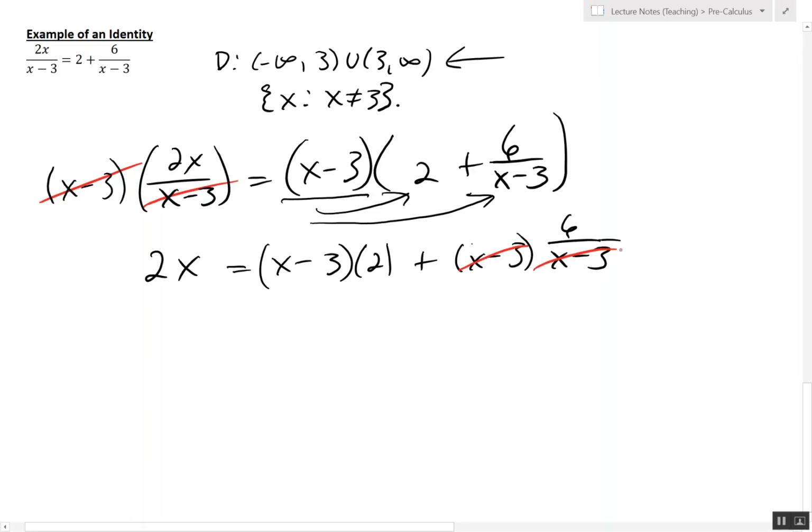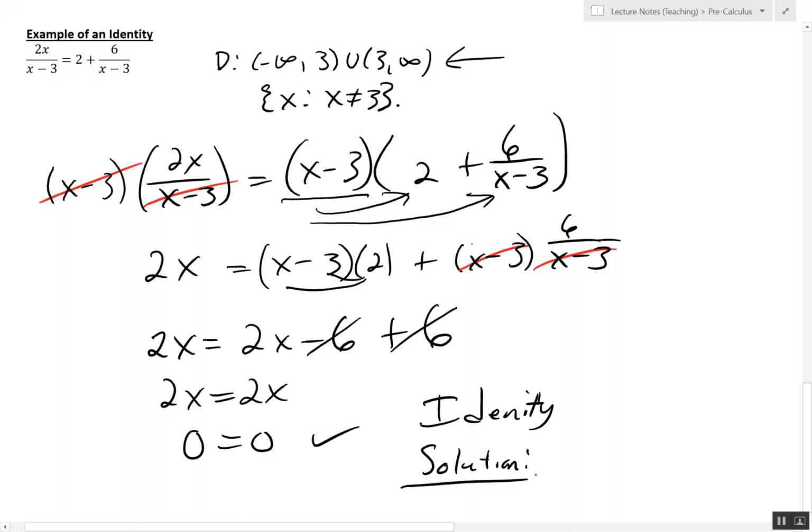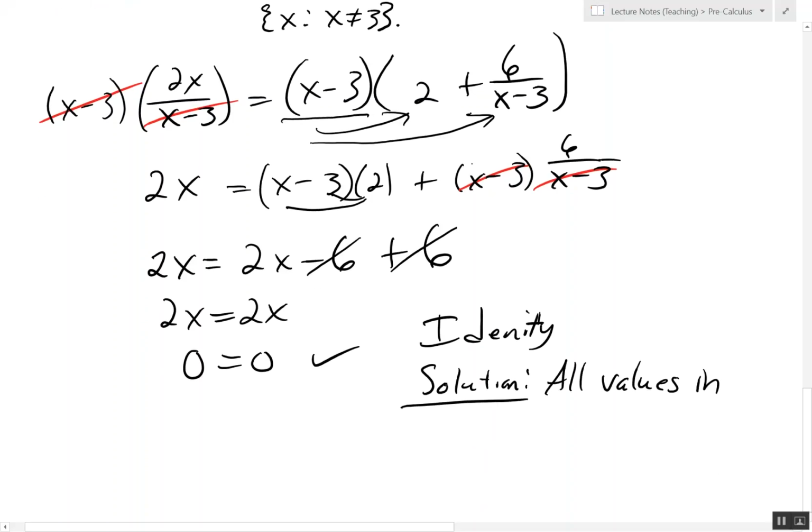because then you can say, well, that and that cancel. And we can simplify this now to 2x equals, and now we can distribute this way as well, so we'll get a 2x minus 6 plus another 6. These two 6's cancel and give you 0, so we get 2x equals 2x, which gives you 0 equals 0. So this is an identity. So the solution is all values in the domain. Which again is negative infinity to 3, union 3 to infinity.